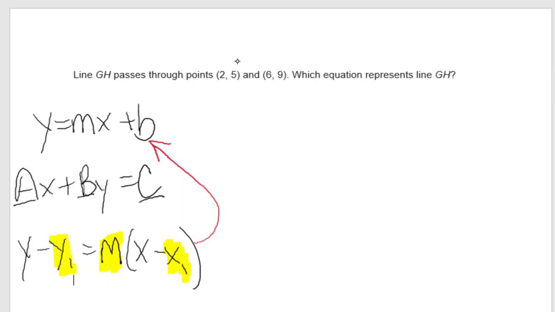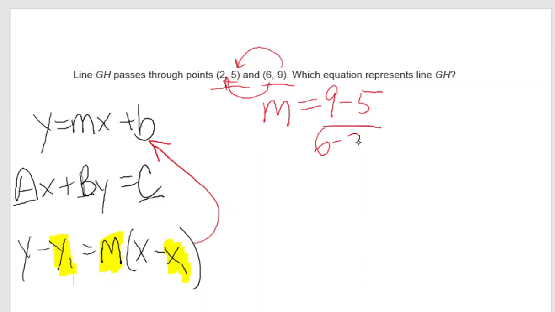So if you're given just two random points where neither one of them are the y-intercept, you want to start off by finding the slope. So y sub 2 minus y sub 1, 9 minus 5, over x sub 2 minus x sub 1, 6 minus 2. So in this example, we get a slope of 4 over 4, which is positive 1. So we know the slope is 1.